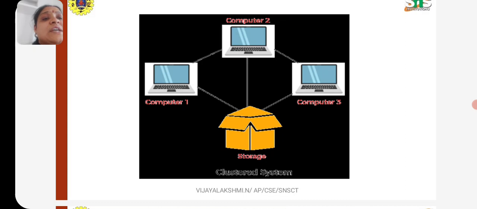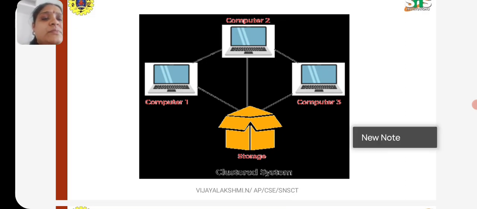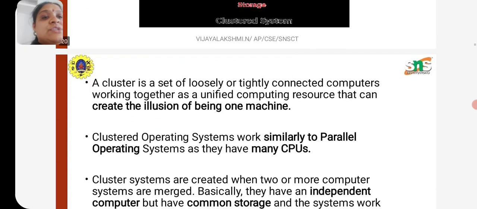So by seeing the image, we have n number of systems which are connected in a network, and they are sharing the storage which is common to everyone. But by illusion, it acts as a single system which has a shared storage device. That's all. So that's what a cluster is.